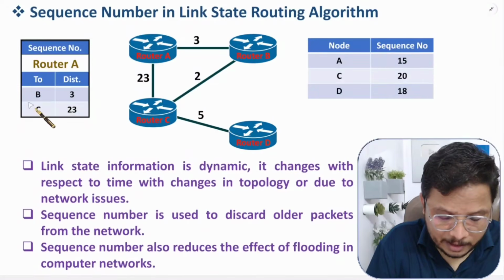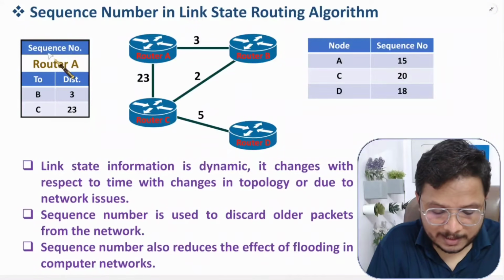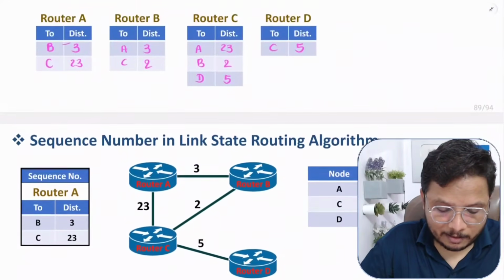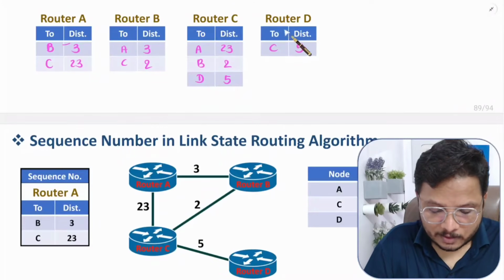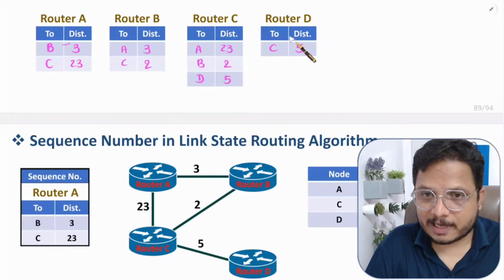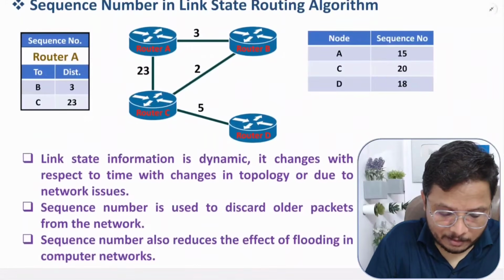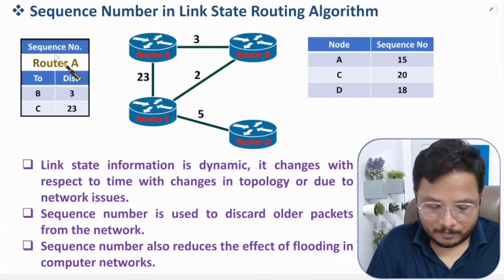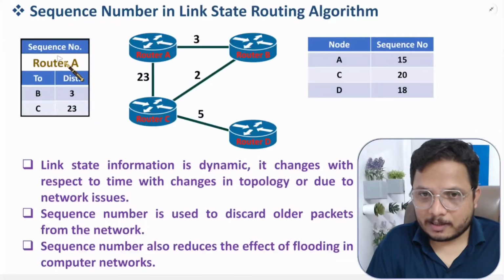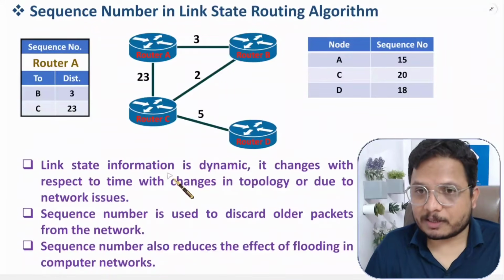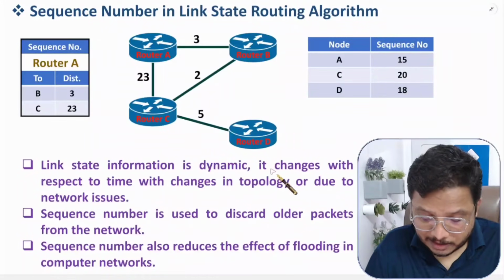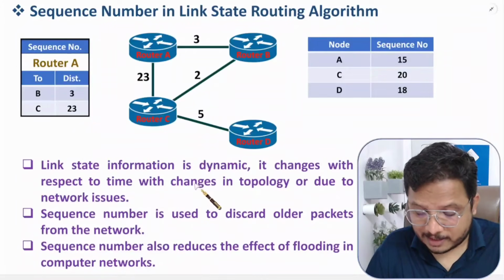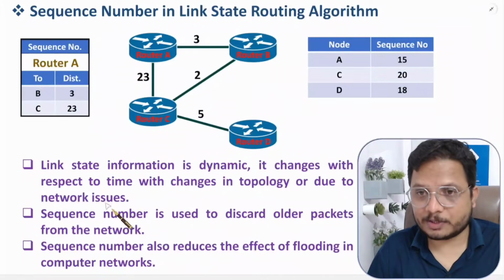So with the link state of a router, a sequence number is added. Here we are having 4 routers, and for that we have seen how the link state is there. Along with that, we are adding a sequence number. Now what is the need of a sequence number? See, link state information is dynamic. It will change with respect to time, with changes in topology or due to some network issue.